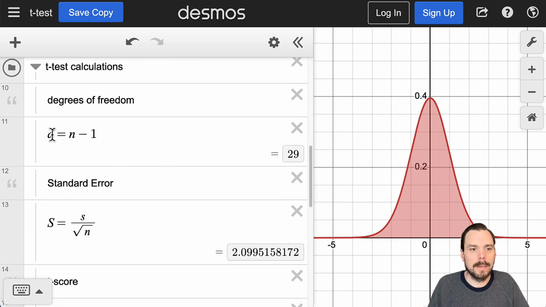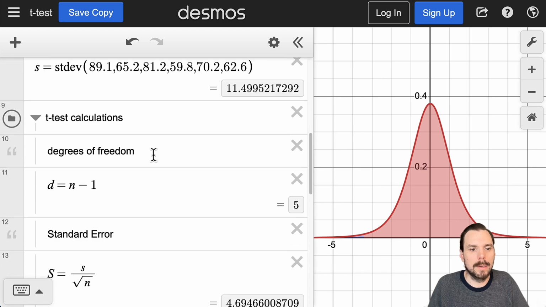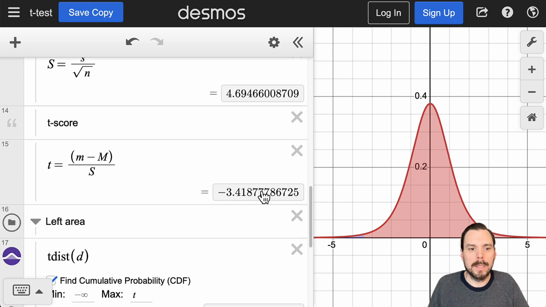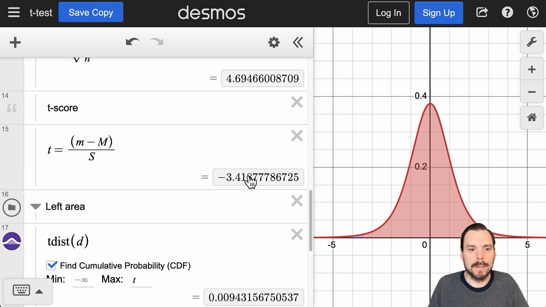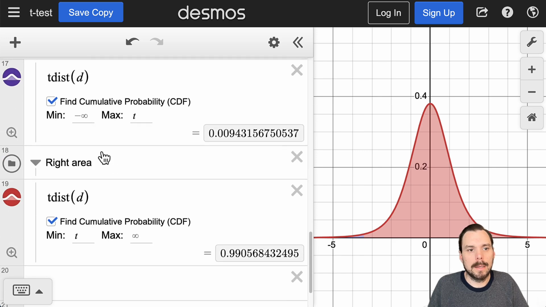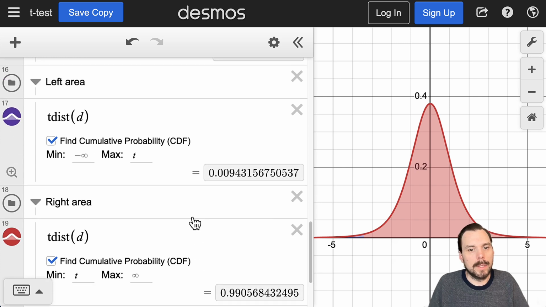This is finding the degrees of freedom. I need to make sure that my n is correct. That one should be 6 here. And we get standard error for this resulting sampling distribution. We've got a t-score for our sample. And we have a very, very precise measurement for our left tail p-value. And this has a couple different versions, left area and right area. The downside is if you have a two-tailed test, that's not really covered there.